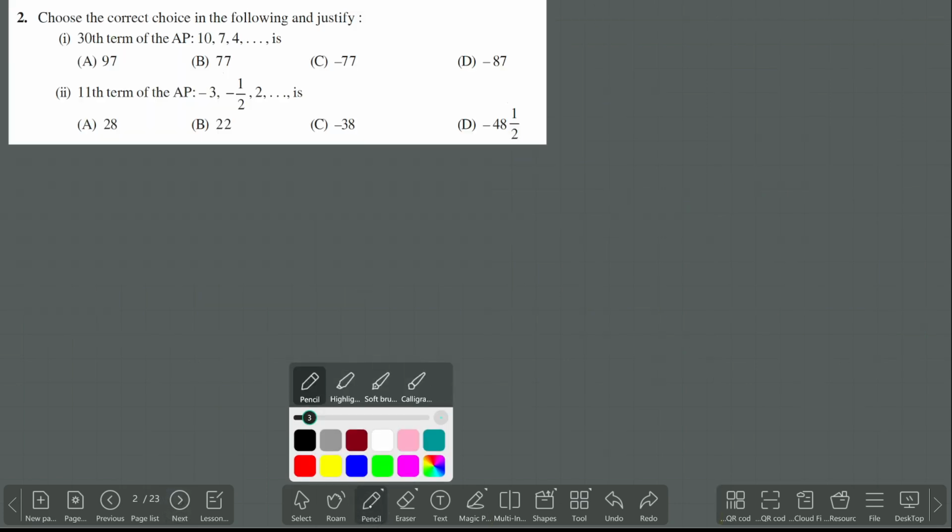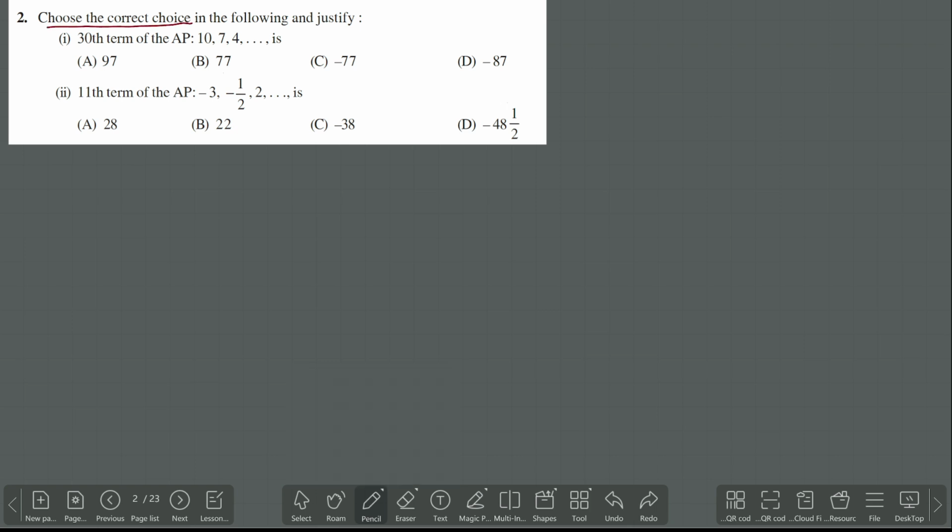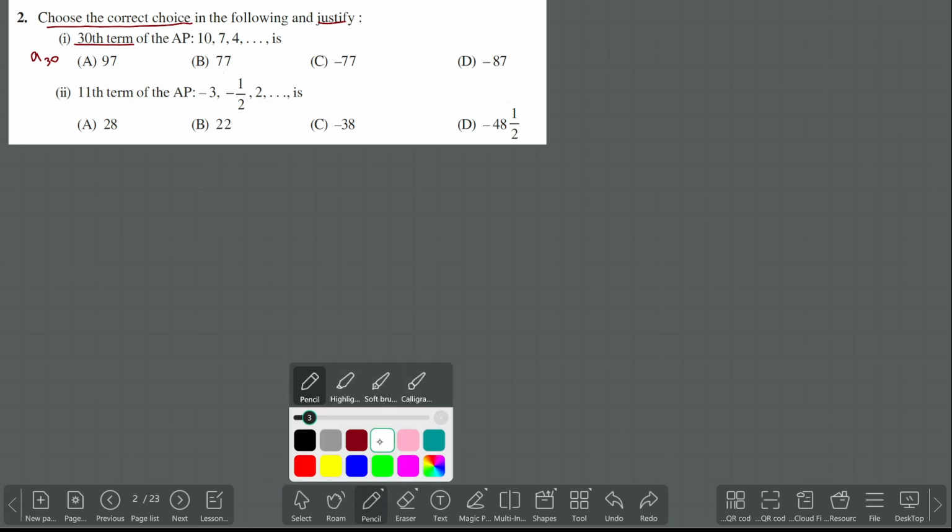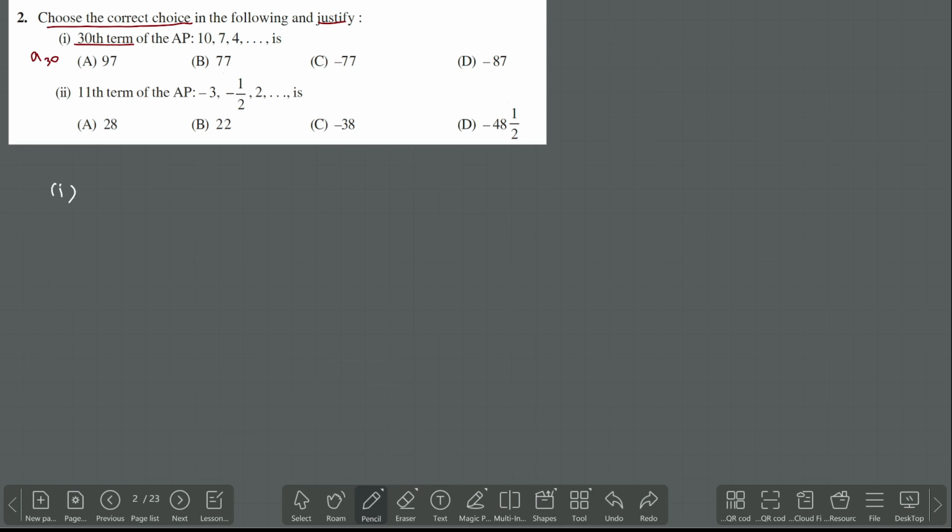Second Roman, choose the best answer. Choose the correct choice in the following and justify. This justify in the sense we have to show the steps. Okay. Now, 30th term, listen carefully. 30th term in the sense A30, the 30th term of the AP. AP is given, then we have to find the 30th term. So what is the AP for the first one? 10, 7, 4 and it goes on.